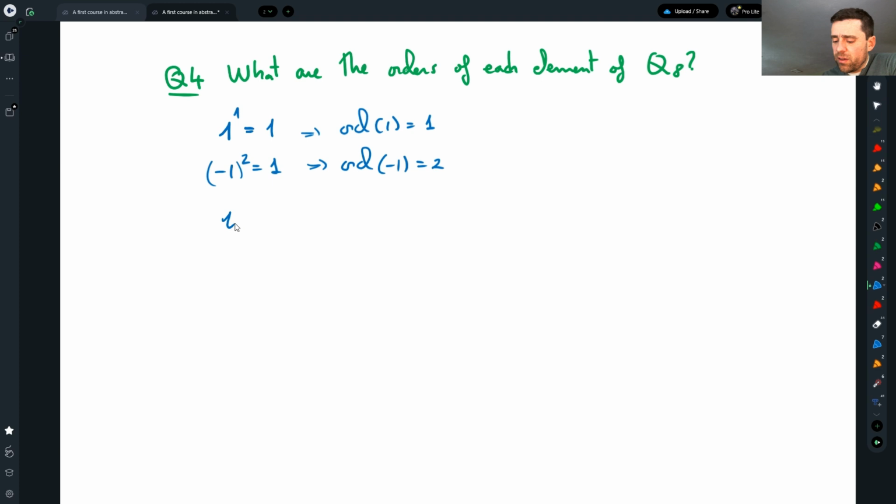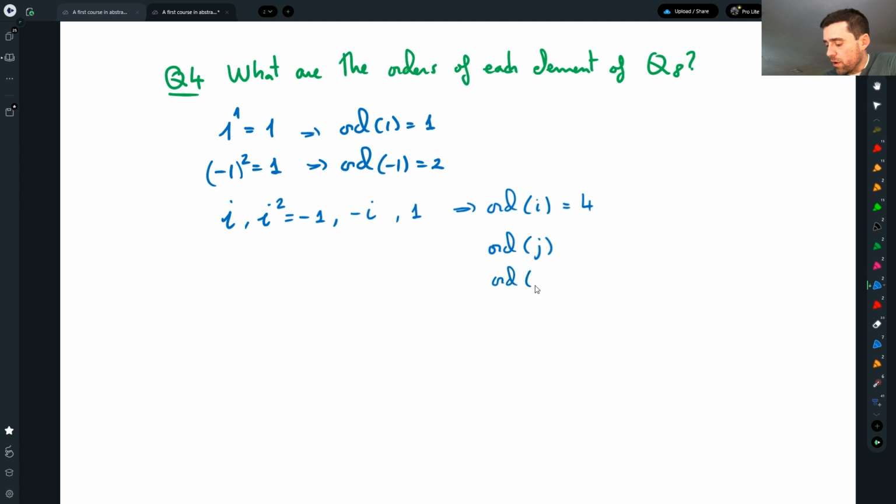What about i? We have i squared is minus 1, times i is minus i, and times i is 1. So that tells me that the order of i is 4. And similarly, the order of j, the order of k, it is also 4.